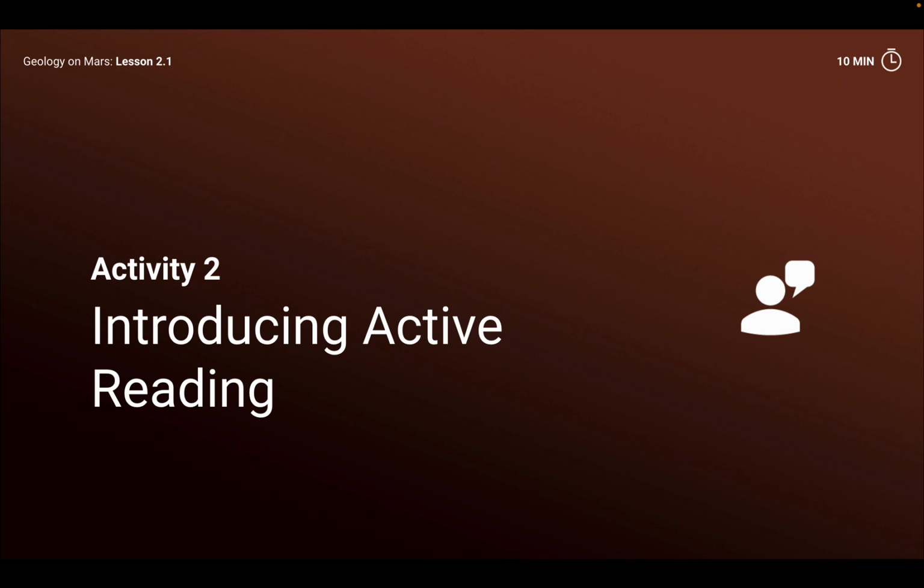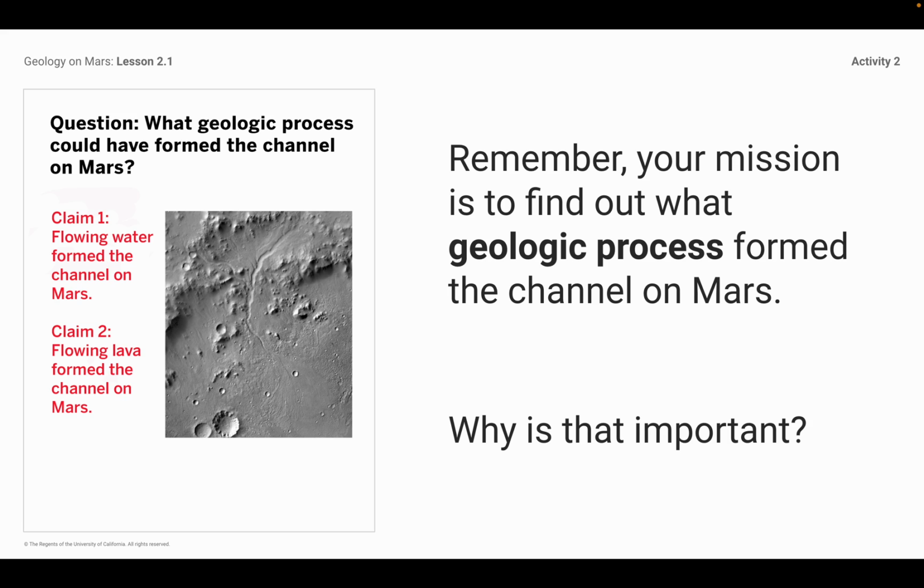All right, activity number 2, introducing active reading. I don't know if you guys have done active reading in the past, either at Springfield or Westmont. The way that I ask you to go through active reading may be different. We spend a lot of time talking about active reading, and so let's just get started.